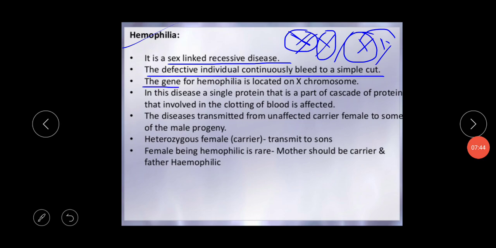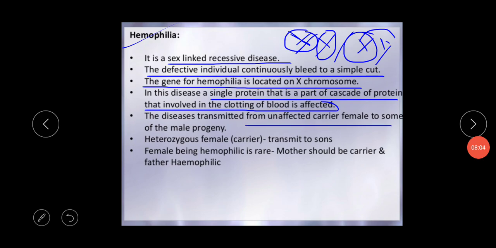The gene for hemophilia is located on the X chromosome. I am repeating again, the gene for hemophilia is located on the X chromosome. In this disease, a single protein that is part of the cascade of proteins involved in the clotting of the blood is affected. These kinds of disease are transmitted from an unaffected carrier female to some of the male progeny.